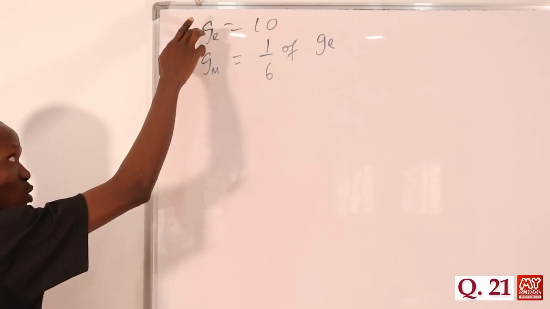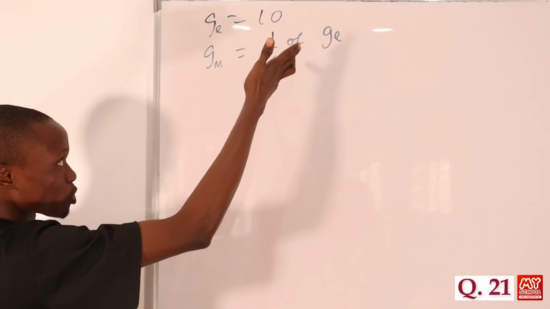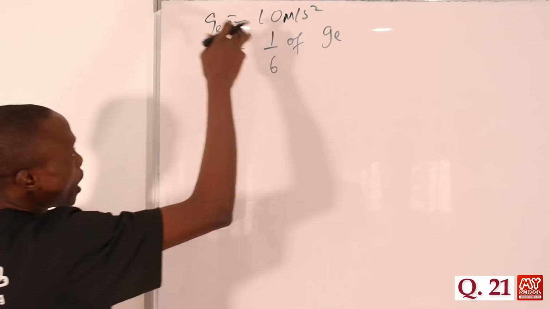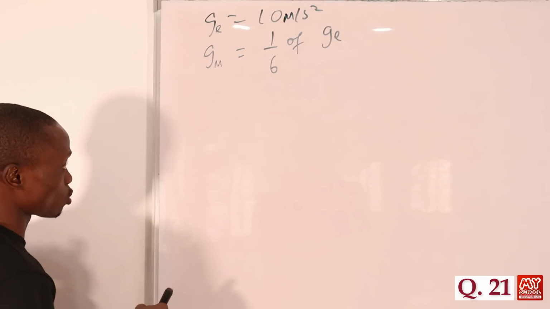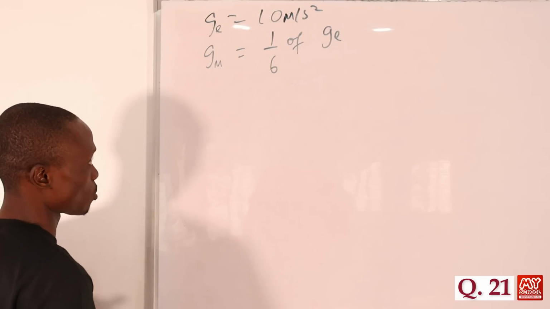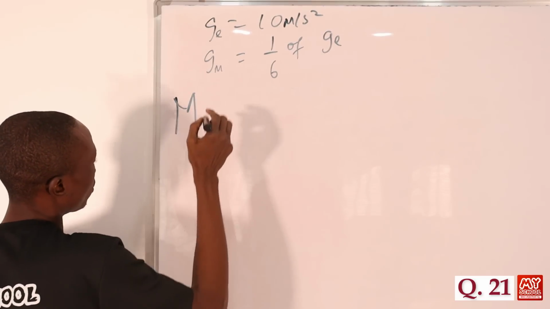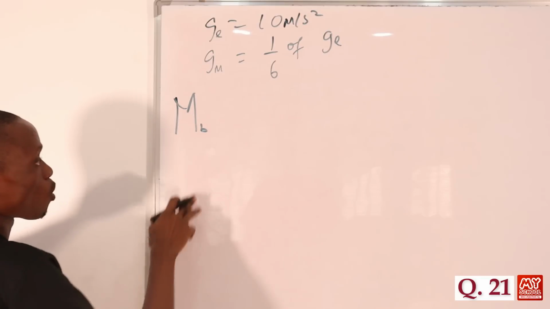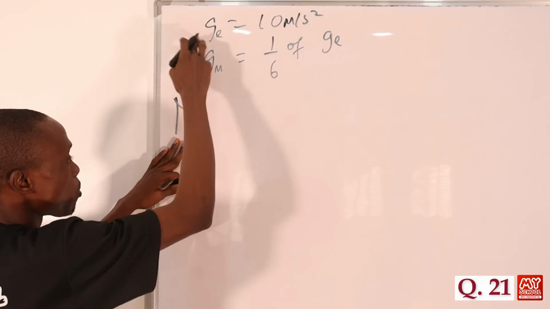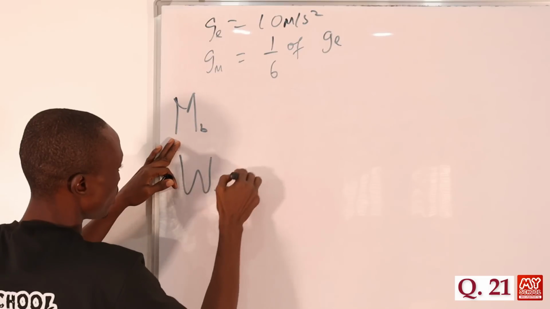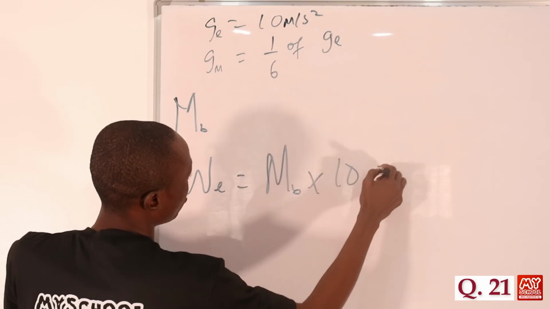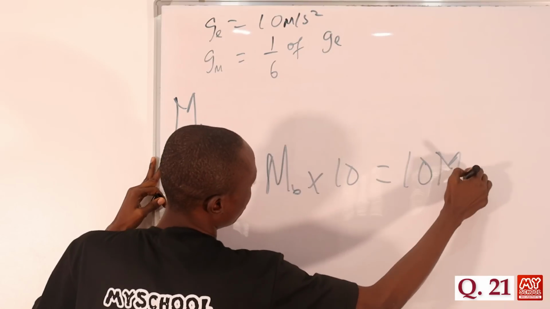We know that acceleration due to gravity on the Earth is approximately equal to 10 meters per second square, okay? And according to this question, we are told that acceleration due to gravity on the moon is equal to 1/6 of that on the Earth. So let's say mb is the mass of the bowling ball, and we want to calculate the weight of the bowling ball on Earth. So weight on Earth will be equal to mass of the bowling ball times 10. So this will be equal to 10 mb.